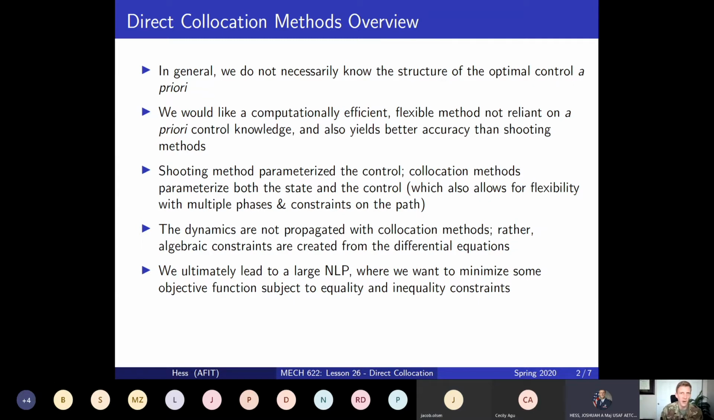Okay, and those are really hard to come up with solutions for analytically with indirect methods. Are they hard to get solutions for with direct methods? Yes, but can we do them? Yes. So this gives us flexibility on multiple phases of the problem and adding path constraints in the problem, and we get better accuracy than shooting methods, and maybe better convergence too. So we're not propagating the dynamics with collocation methods, but instead we're creating constraints, and they're going to be algebraic constraints. And those algebraic constraints are created from the differential equations.